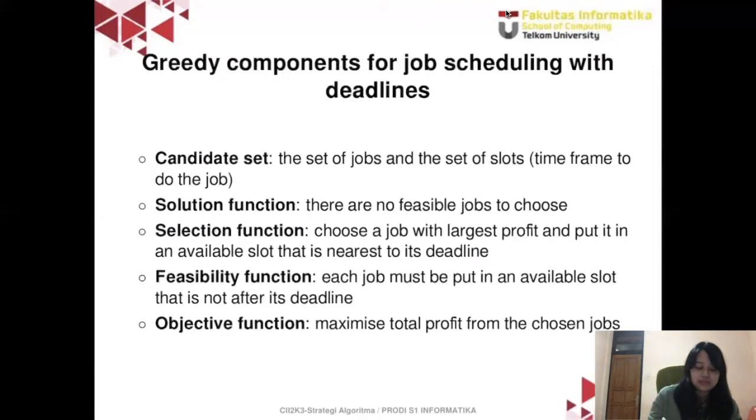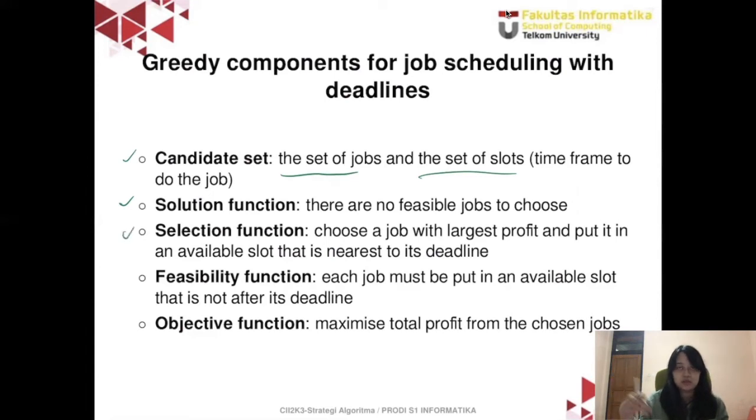So the candidate set is what we can choose. We are choosing jobs. So that is the candidate set. But here, other than choosing a job, we also choose a slot. When will we do the job? So there are the set of jobs and also the set of slots time. Next, solution function. How can we know that if we already found the solution? Of course, we check all jobs. If there's no more jobs that can be put in the slot time, then we have done.